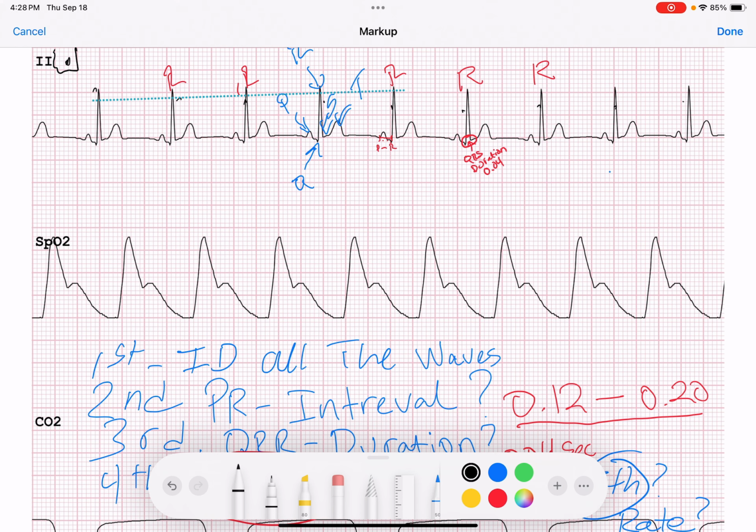But now, let me make it easier for you. You have one there, you have one there, and you have one right here. Let's make that your 6-second strip. So now we have 1, 2, 3, 4, 5, 6, 7, 8, 9. So 9 times 10 equals how much? If you said 90, good. What does that fall under? Okay, normal sinus rhythm with a heart rate of 90.